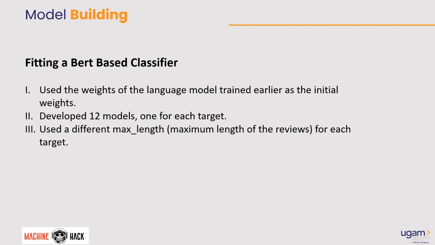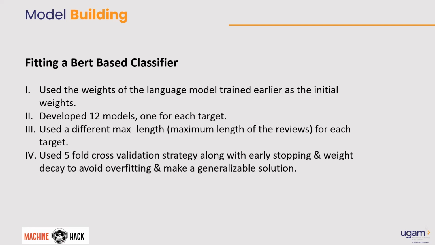Basically, this is one of the hyperparameters. And the cross validation strategy: I used 5-fold cross validation along with early stopping and weight decay to avoid overfitting, because there is a high chance that your model can learn whatever is there in the training data and not generalize well. I faced a couple of issues in one of the targets, so I had to make sure that it does not overfit on any particular target.